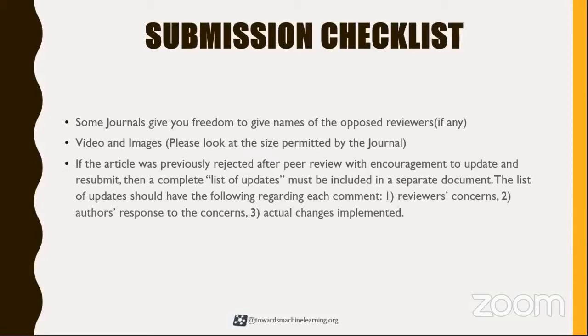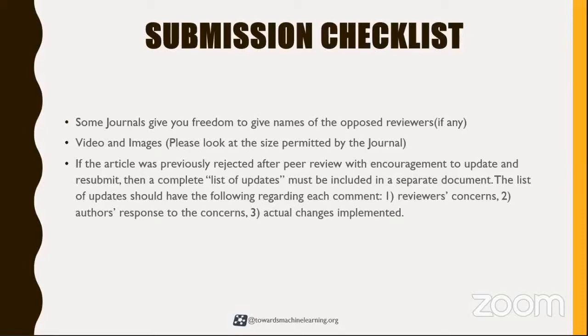If your article was previously rejected, this is important. If your article was rejected after peer review with encouragement to update and resubmit, then they will send you a complete list of updates, the things which you should update in your article. After updating that, you can again give the article to them for publishing.